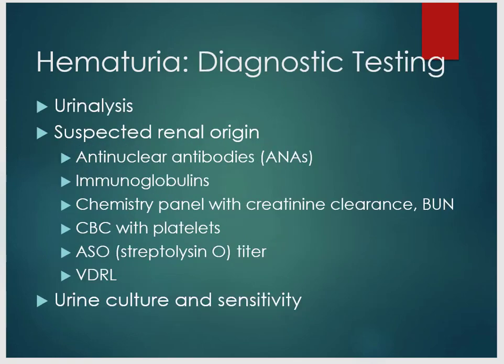To help narrow down our differential diagnosis, some diagnostic tests that you would conduct, we've discussed the urinalysis. If you suspect that it's of a renal origin, you may want to check an ANA, immunoglobulins, chemistry, a CBC, an ASO titer, and a VDRL. Also, if you've done the urinalysis, it's important to do a urine culture and sensitivity if that urinalysis shows any potentials of infection, so that you know what the organism is and the antibiotic that's appropriate to treat the infection with.